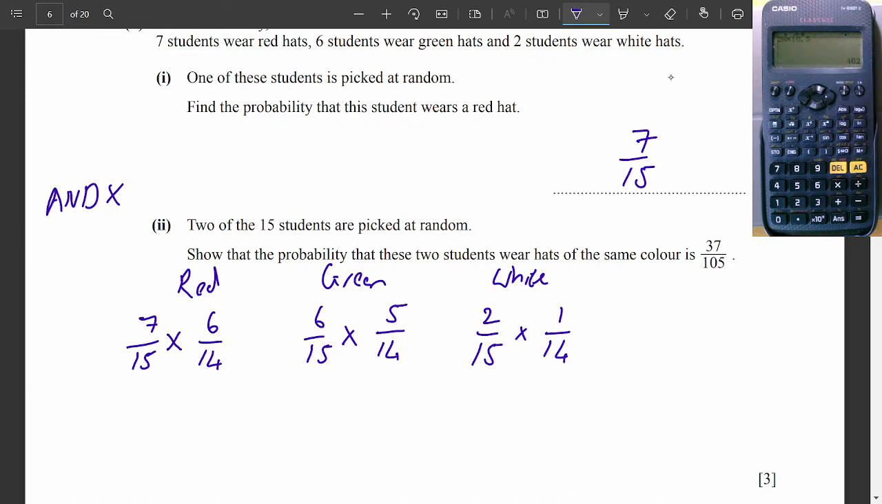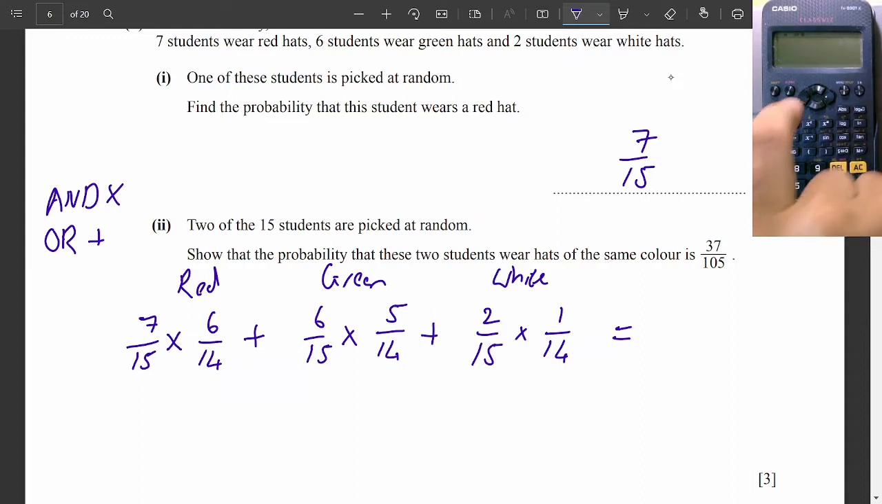Okay, next we're looking at the OR rule. When we have the OR rule, we add. So one of these things needs to happen. We have 2 students wearing a red hat, or we have 2 students wearing a green hat, or we have 2 students wearing a white hat. So we need to add those together. Right, so let's do that. Check if we got the right answer.